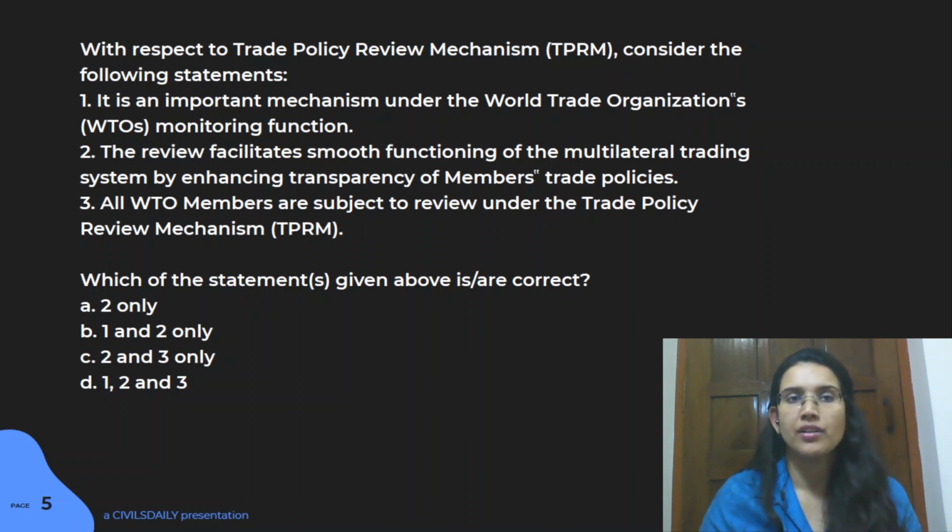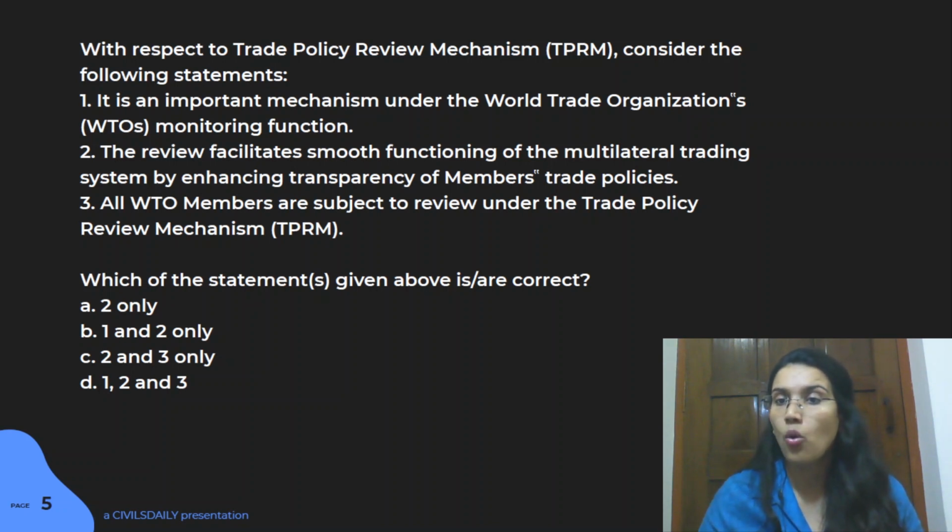So the first statement here is that it is an important mechanism under the WTO organization, which is completely correct. Second is that it facilitates the smooth functioning of the multilateral trade system by enhancing the trade policies of a member nation. So again, that is very much correct, because in this mechanism they go through whatever the trade policies are, whatever customs and tariff duties have been applied, whether they are in consonance with the WTO related measures, everything. So all that is reviewed.